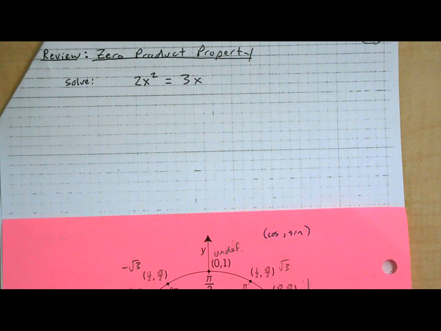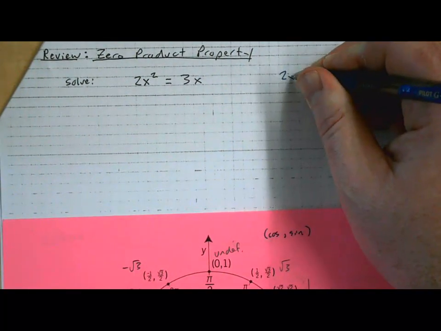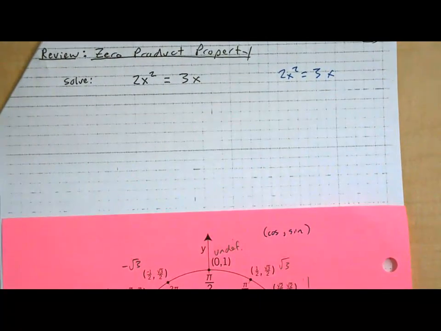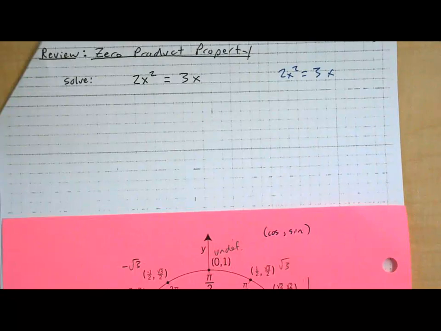I'm actually going to do this problem two different ways, so I'm going to copy it down over here. We're going to follow all the rules of algebra while we're solving this equation two different ways. We're not going to break any rules, but we're going to make some bad decisions in one of them. Okay, so I'm going to do this first.